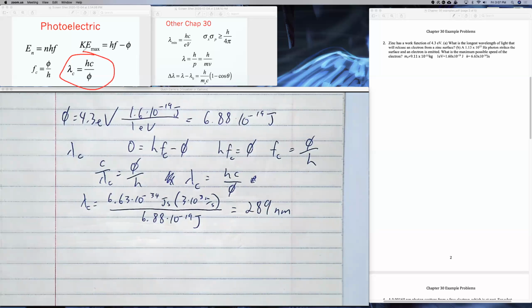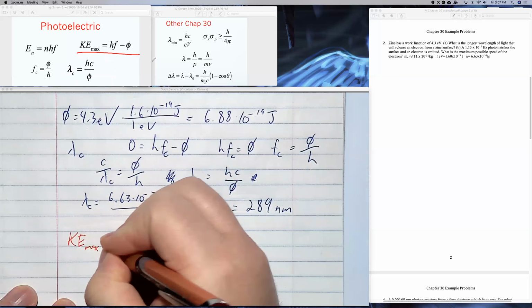In B, it says a 1.13 times 10 to the 15th hertz photon strikes the surface. An electron is emitted. What is the maximum possible speed of the electron? Well, maximum possible speed we don't know off the top right away, but we have an equation for the maximum possible kinetic energy.